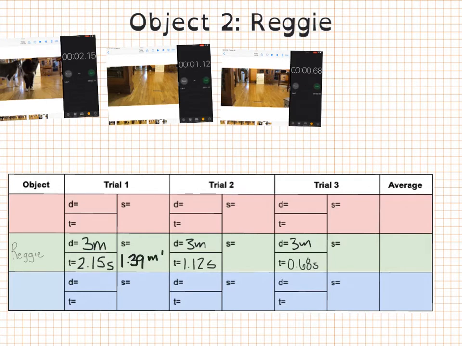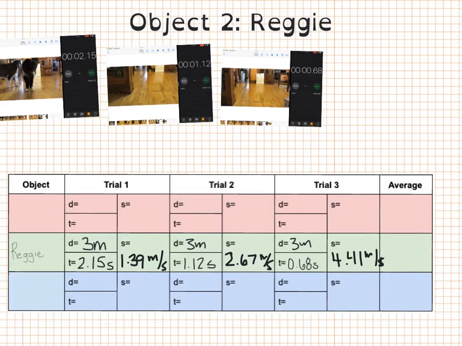1.39 meters per second. And then I am going to take 3 divided by 1.12, and that is 2.67 meters per second. Again, because my label is meters and second, because that's what I'm measuring in. And then finally, 3 divided by 0.68 seconds will give me a speed of 4.41 meters per second.